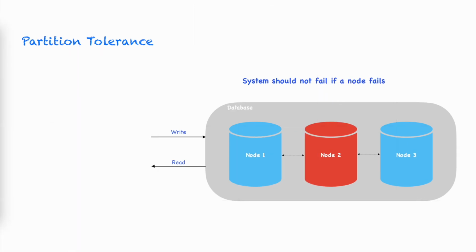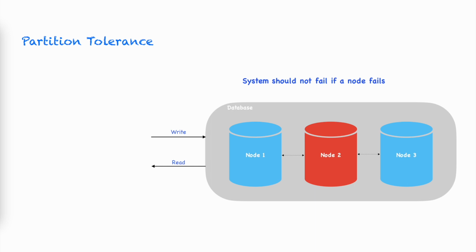Now let's see what partition tolerance is, which is a very important aspect of a distributed system. Partition tolerance is a property which ensures that in a distributed system, if a particular node fails for some reason, your complete system is still able to handle the request. So here in our example, out of these three nodes, one node, node 2, failed because of an error or maybe some kind of network issue. We are not able to reach that node.